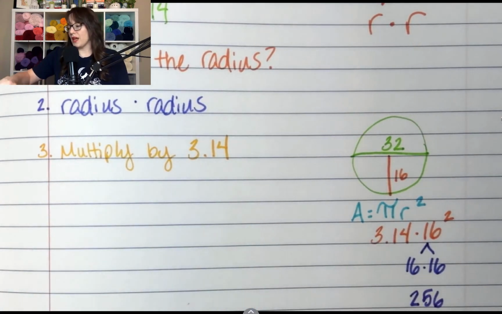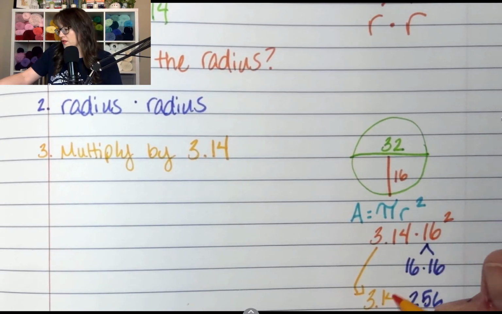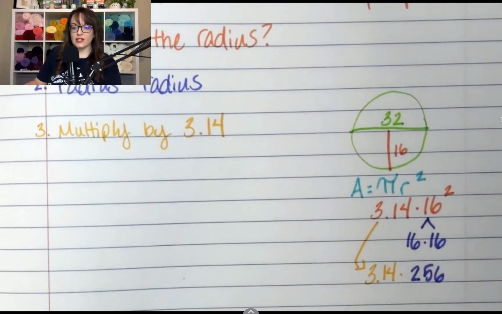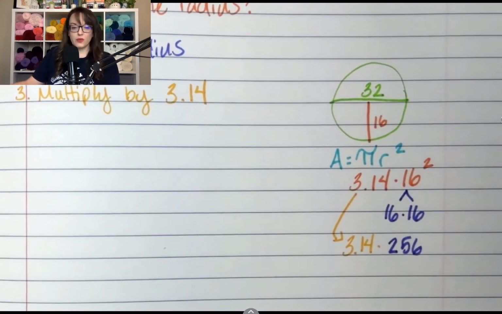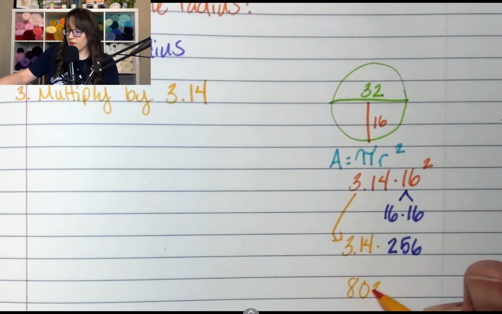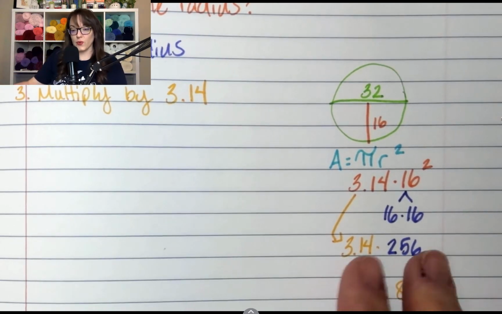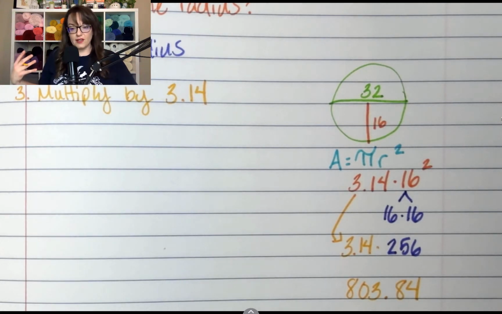Then last step, multiply by 3.14. So what is 256 times 3.14? You get 803.84. You have to be able to multiply 3-digit numbers, because if the answer is open-ended and you don't have multiple choice, you have to be able to go out 2 decimal places. So you have to be able to multiply these kinds of digits.